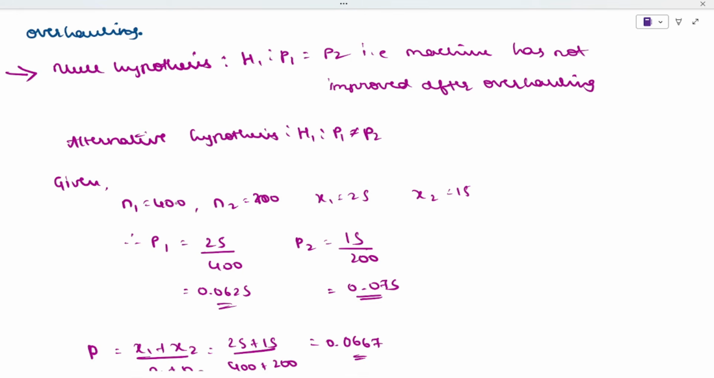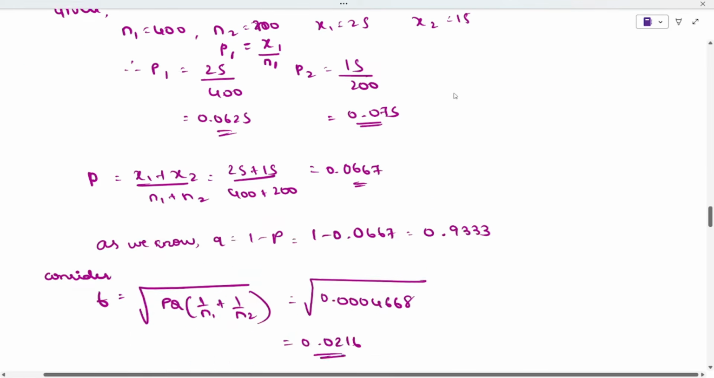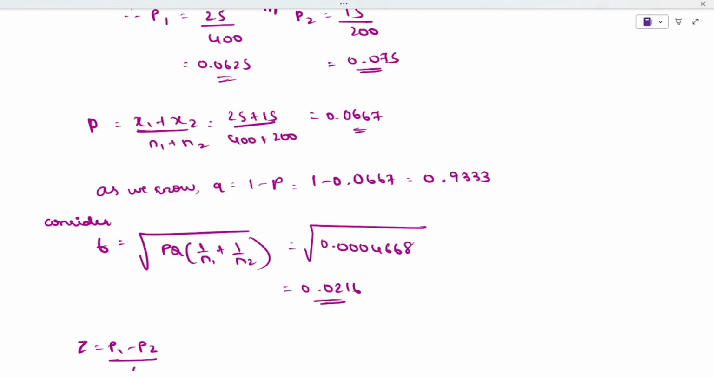Now you will take N1 as 400, and N2, the other batch, is 200. X1 is 25, X2 is 15. You substitute. P1 is what? P1 is x1 divided by n1. Now we'll substitute 25 divided by 400, and 15 divided by 200. You will get P1 and P2 values. Then you will get P, right?